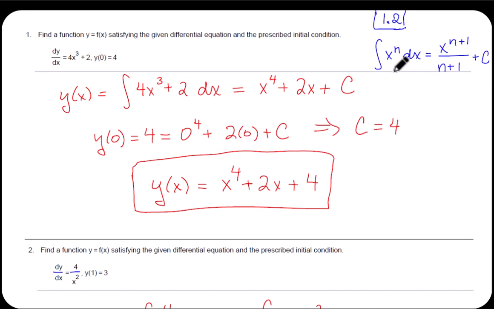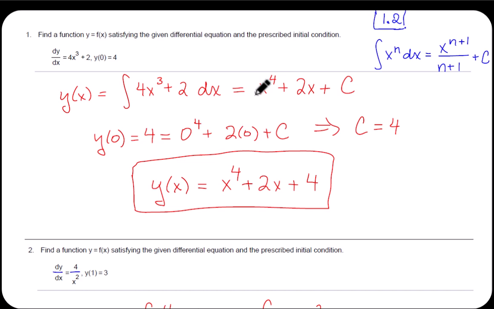So power rule for integration, x to the n: increase the exponent by 1, divide by the new exponent. So the antiderivative of 4x cubed is x to the 4th. The integral of a constant is 2x. Because this is this kind of integration, we pick up an arbitrary constant, and that's why we need the initial condition to determine what that is.